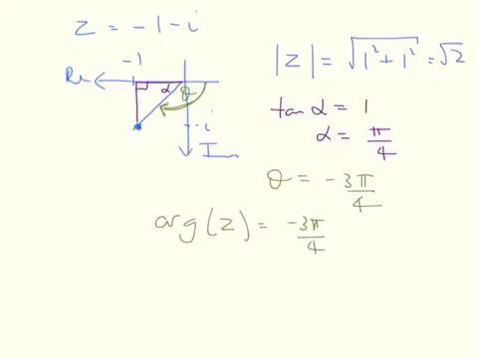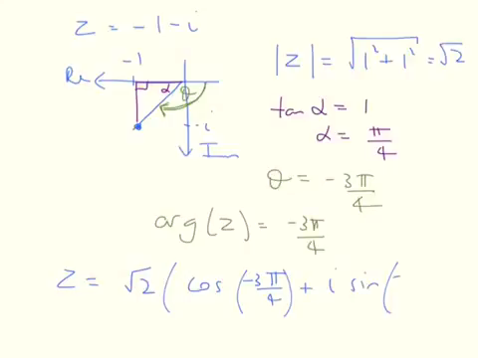So writing it in long form, in mod arg form, Z equals root 2 times the cos of minus 3 pi on 4 plus i sine minus 3 pi on 4. You could also write that in cis form, but that's okay as well.